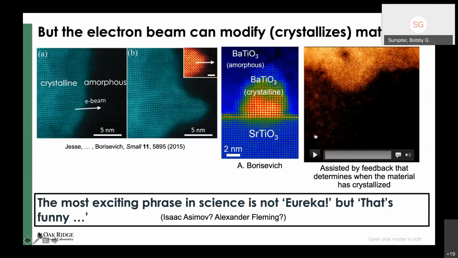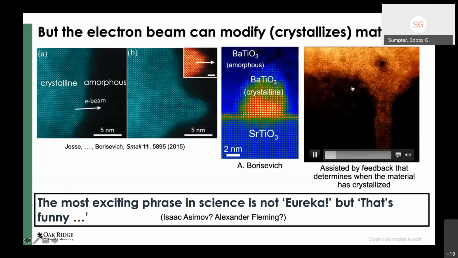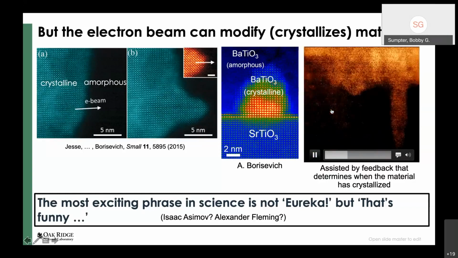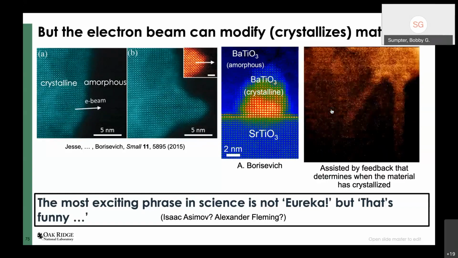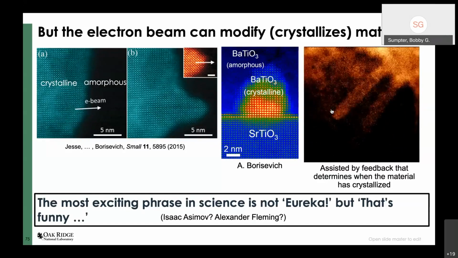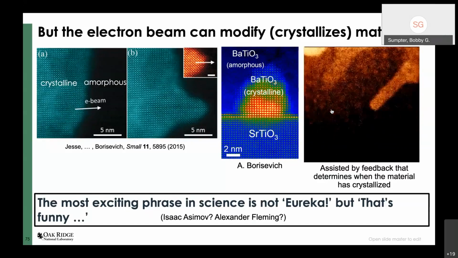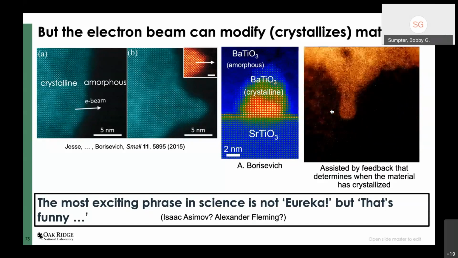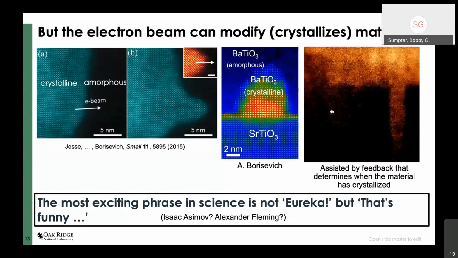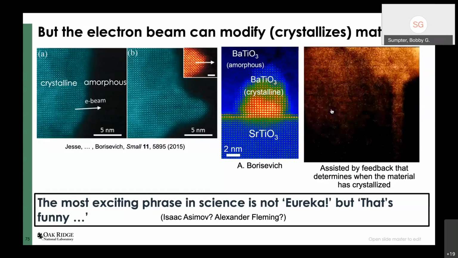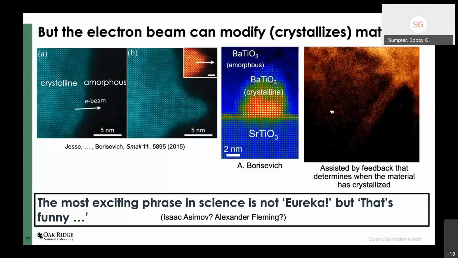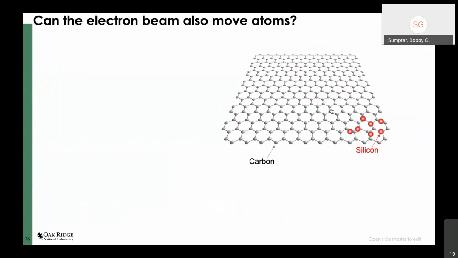Just to show you how you can do that with feedback and control the direction and the growth of this crystallization process. As you see, as it propagates, we're just moving the electron beam across that interface and directly controlling the crystallization growth processes at a single lattice scale. These are angstrom scales that we're controlling. So that's pretty cool. Again, that means that you can use the electron beam to manipulate the phase change of materials. But can you also use that electron beam to move the atoms? So the answer is yes.